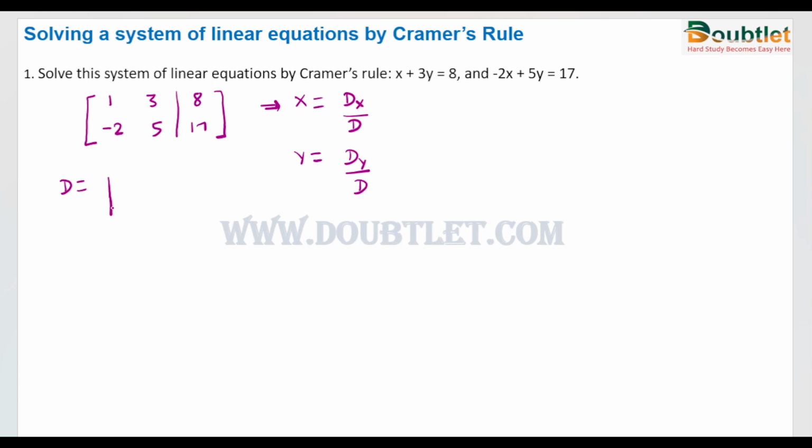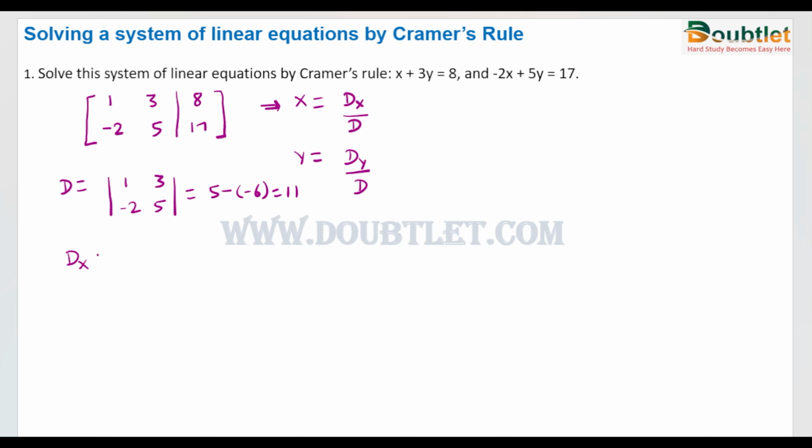D means we need to find out the determinant of the coefficient matrix. So this is 1, 3, minus 2 and 5. So if we solve this, this will become 5 minus of minus 6. So we can write this as 11.